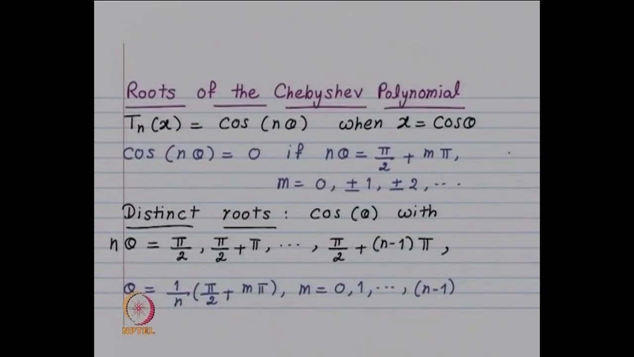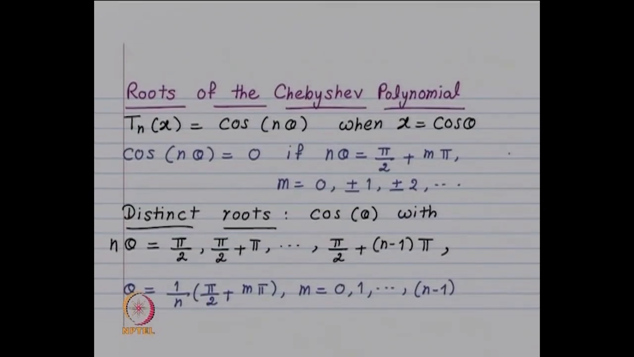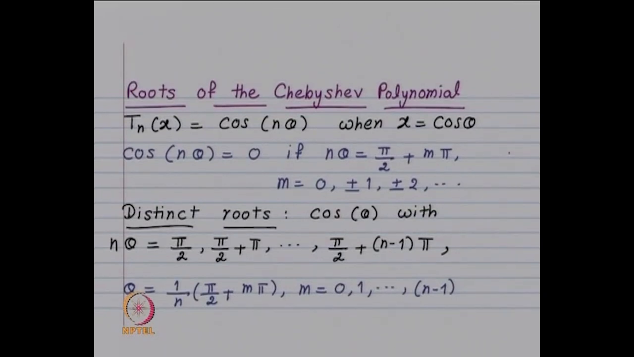Now, we look at the roots of the Chebyshev polynomial. So, T_n(x) is equal to cos n theta. Cos n theta will be 0 if n theta is equal to pi by 2 plus m pi, where m can take values 0, plus or minus 1, plus or minus 2 and so on. But all these values will not give us distinct roots. So, the distinct roots are given by n theta equal to pi by 2, pi by 2 plus pi, up to pi by 2 plus (n minus 1) pi, and that means theta will be equal to 1 upon n into (pi by 2 plus m pi), or that means (2m plus 1) pi by 2n for m equal to 0, 1 up to n minus 1.